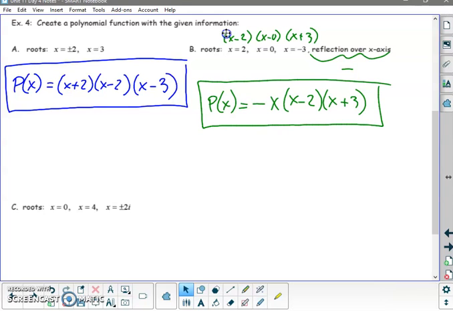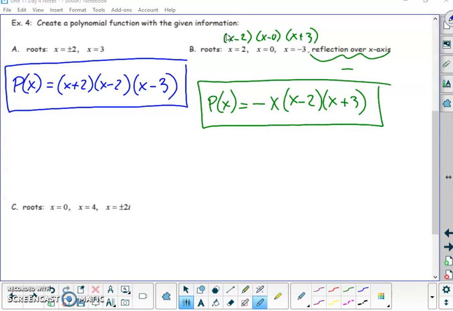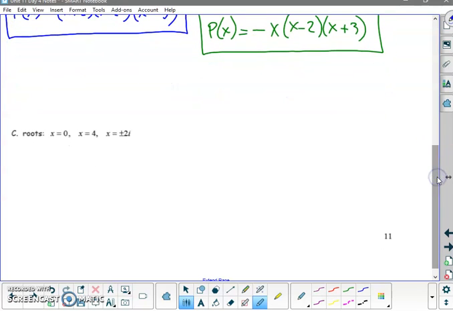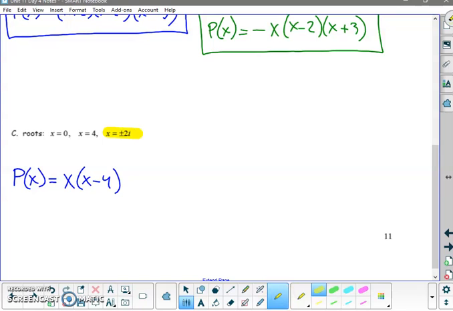It's really that simple. All right, the last one we're going to do is a little bit interesting. I think you can see here, x equals 0, well, that's going to be easy. P of x equals, that's just going to be x minus 0 or an x. X equals 4, if that's the root, the factor is going to be x minus 4. But here's where it gets interesting. X equals plus or minus 2i. Well, how do you come up with a factor for that?